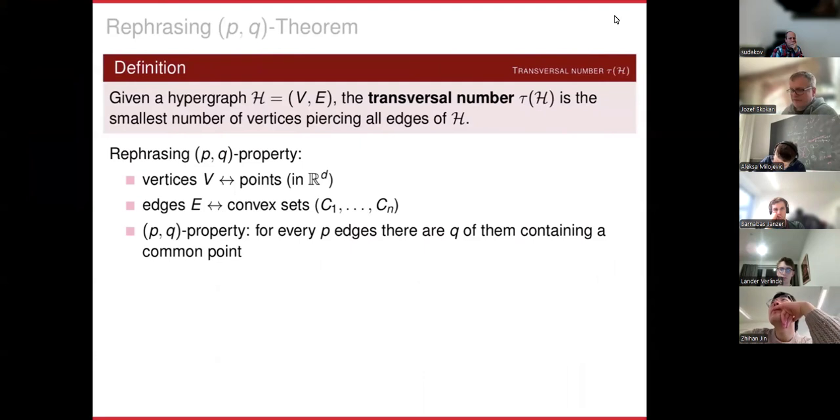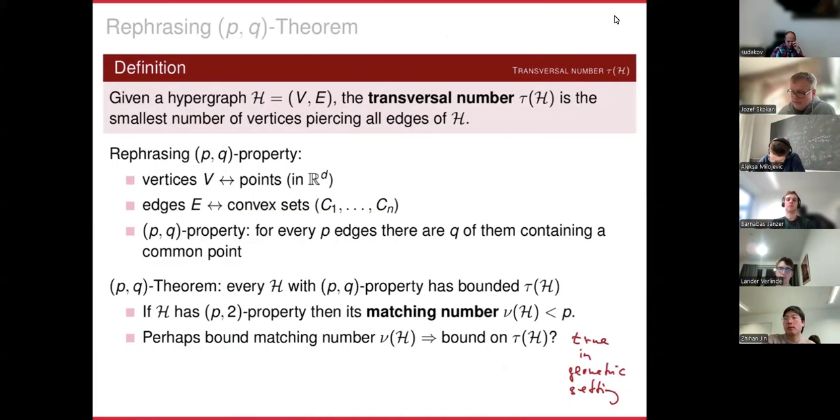So how would we rephrase the PQ property in this language? Our vertices V will be the points in R^d. The edges of the hypergraph will be our convex sets C1 through Cn. And the PQ property says that for every p edges, there are q of them containing a common point. And then the final point is that the PQ theorem tells me that if I have a hypergraph with the PQ property, it has bounded transversal number tau of H, bounded by this t from the theorem.